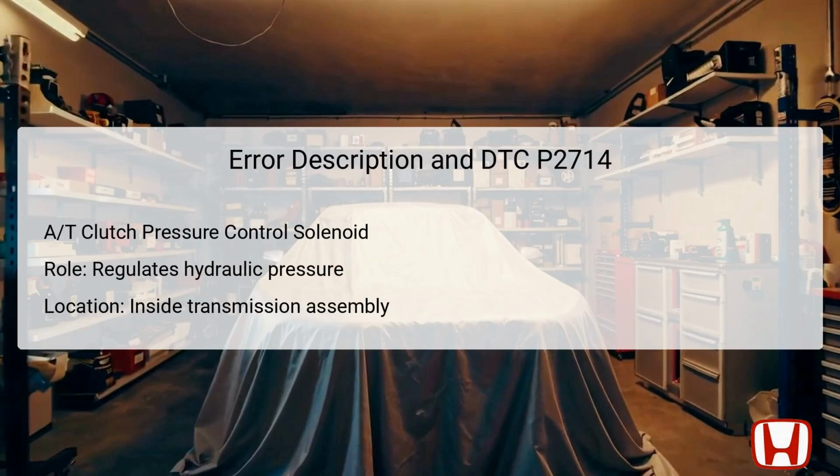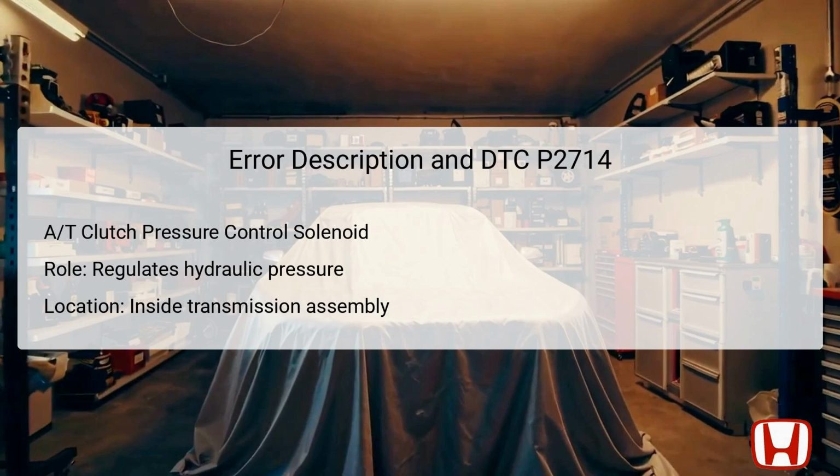The DTC P2714 points to a malfunction within the automatic transmission, AT, clutch pressure control solenoid valve D. This solenoid plays the crucial role of managing the hydraulic pressure that engages and disengages the clutches in your Honda Pilot's transmission. Specifically, it is found within the transmission assembly, where it interacts with the hydraulic circuits.